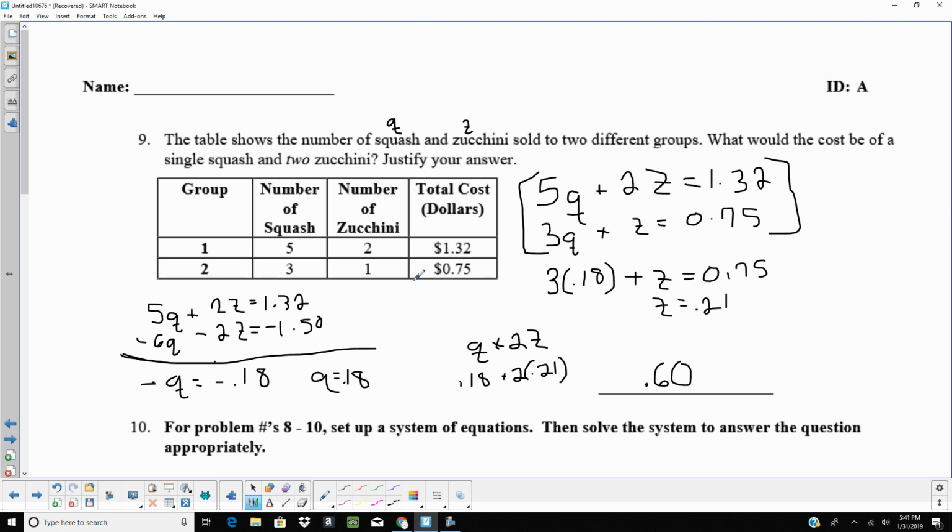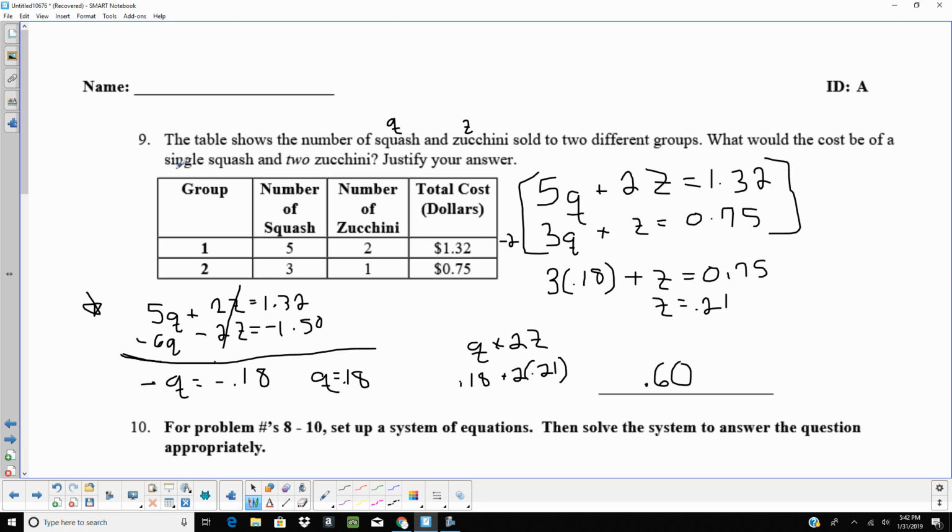Then I needed to create opposite coefficients. So I actually multiplied that bottom one by negative 2. And then I end up over here. My z's cancel out. Negative q equals negative 18, or 0.18. Q equals 0.18. Well, I took that 0.18 and I plugged it into the bottom equation, solved for z. 3 times 0.18 is 0.54. Subtract that from 0.75, and I got 0.21.